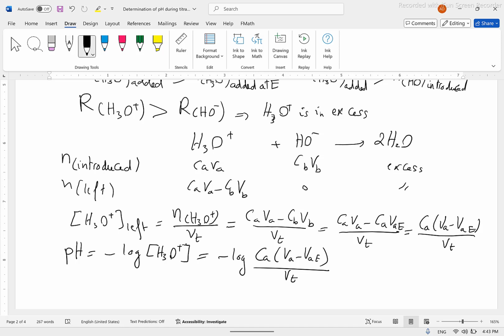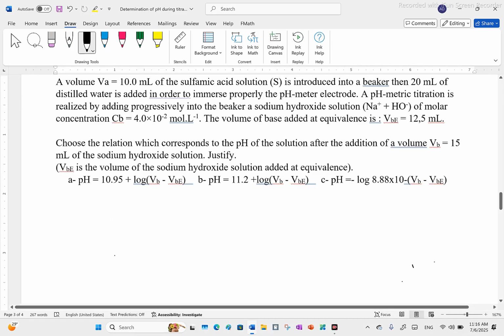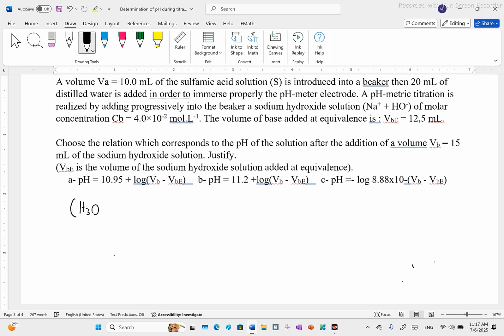Now we'll see 2 examples. First example: a volume VA equal to 10 mL of the sulfuric acid solution S is introduced into a beaker, then 20 mL of distilled water is added in order to immerse properly the pH meter electrode. We have sulfuric acid H3O⁺ A⁻ of concentration CA. We take a volume VA equal to 10 milliliters.